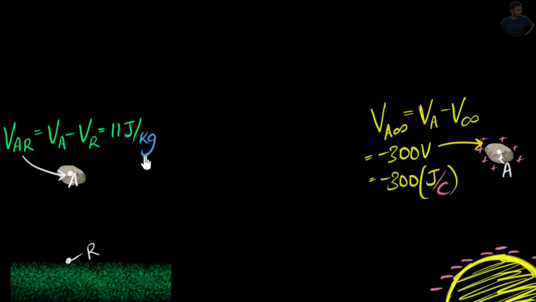But the goal of this video is to figure out how to calculate these values. How did we know this was positive 11, for example? And how did we know this was negative 300? How did we know it was negative? So how do you calculate these potentials?